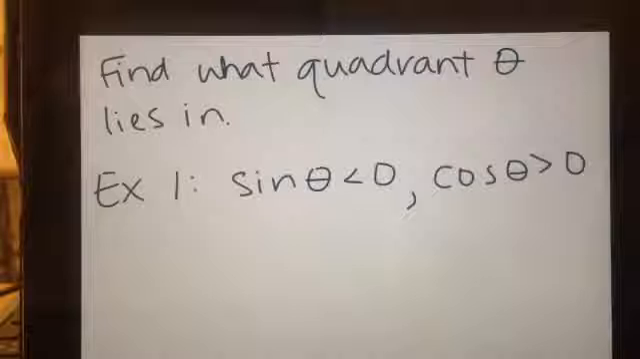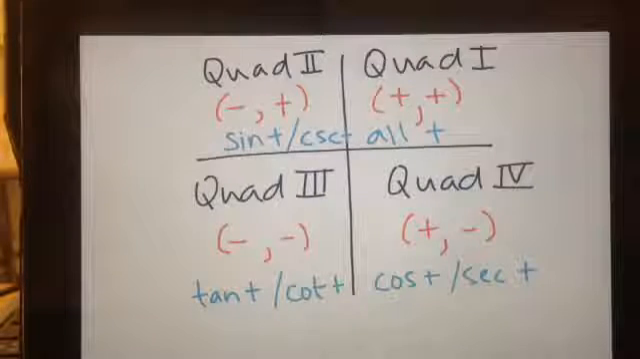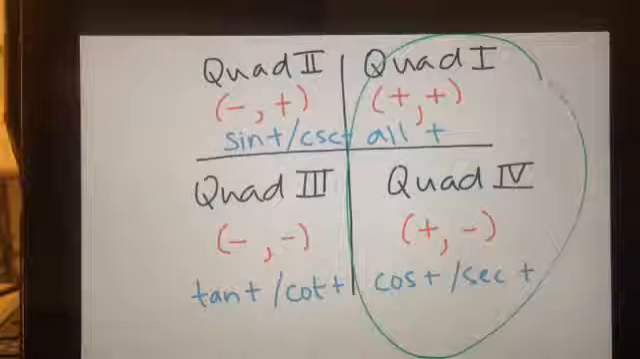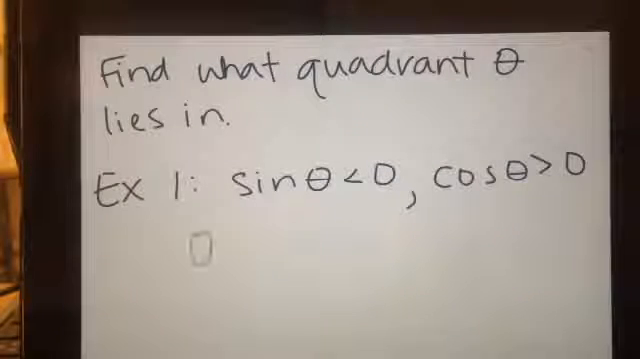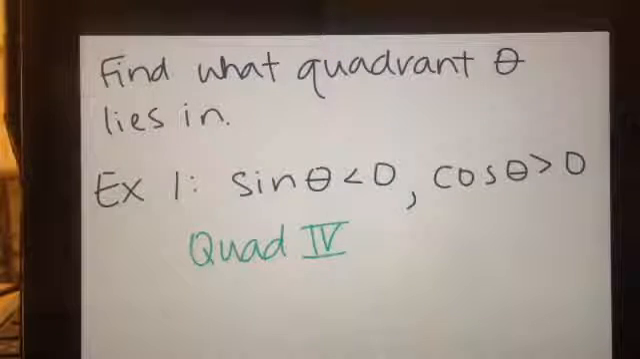For the first example, we have sine theta is less than 0, while cos theta is greater than 0. So they're telling us that the ratio for sine is negative, the ratio for cos is positive. If we know that the ratio for cos is positive, then we're going to be in either quadrant 1 or quadrant 4, because those are the two times where that happens. But since sine is negative, that means we can't have quadrant 1, so this must be a quadrant 4 angle. Quadrant 1 was where sine was positive.